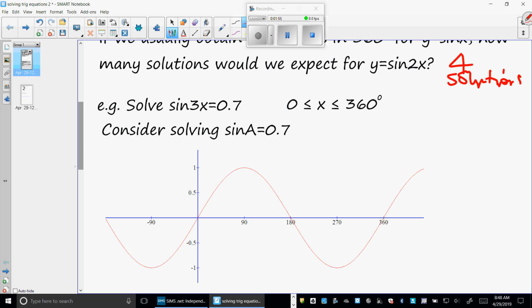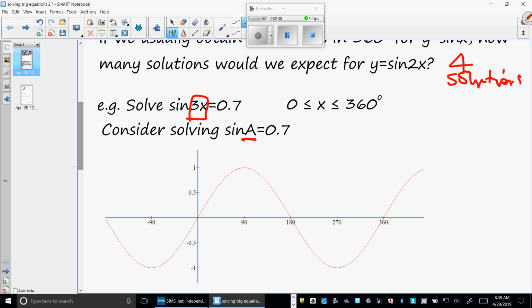What we're going to do here is my way of doing this. So our question is sin 3x equals 0.7. We're asked to solve that. Rather than stick with this, I'm going to change it to just A. It could be any letter, it doesn't matter what it is. So I'm going back to what we were doing previously and just solving sine something equals 0.7.